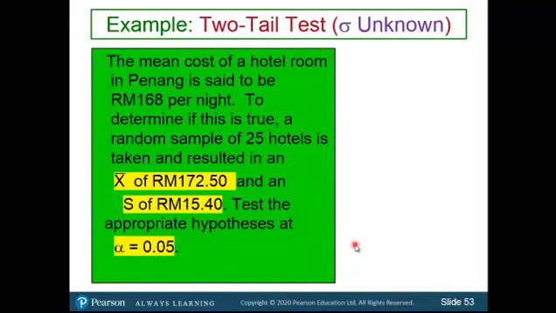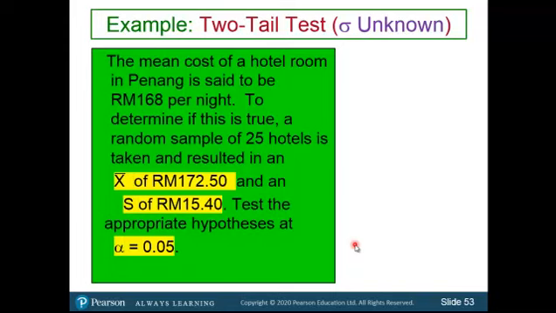Okay, this is an example for population standard deviation unknown. The mean cost of a hotel room in Penang is said to be RM 168 per night. To determine if this is true, a random sample of 25 hotels is taken and resulted in an x bar of RM 172.50 and standard deviation of the sample of RM 15.4. Test the appropriate hypothesis at alpha equal to 0.05.